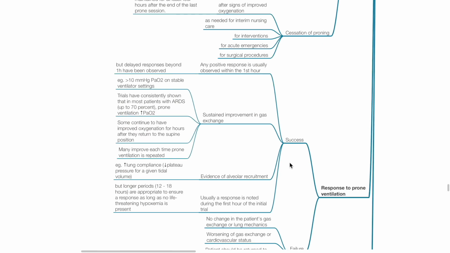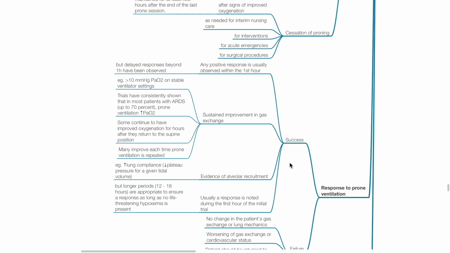Successful response to prone ventilation. Any positive response is usually observed within the first hour, but delayed responses beyond the first hour have been observed. There will be a sustained improvement in gas exchange, for example, PaO2 increased by more than 10 mmHg on stable ventilator settings. Trials have consistently shown that in most patients with ARDS, up to 70% experience increase in PaO2 during prone ventilation. Some continue to have improved oxygenation for hours after they return to the supine position. Many improve each time prone ventilation is repeated.